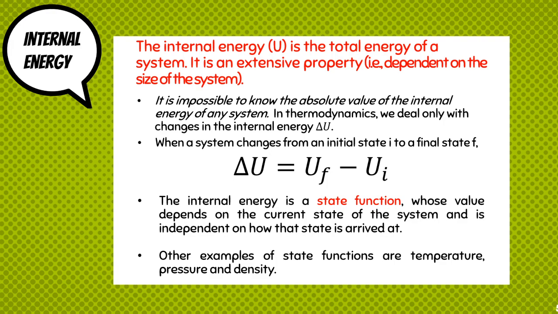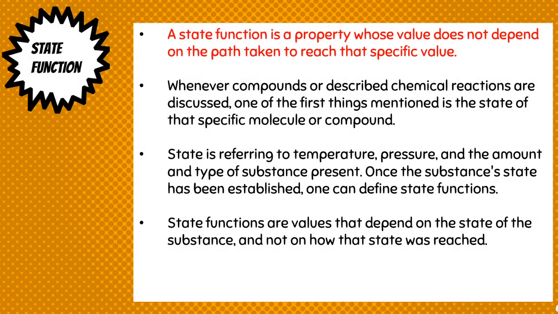Other examples of state functions are temperature, pressure, and density, and many other physical entities that you can also find out. Really, as I've stated earlier, a state function is a property whose value does not depend on the path taken to reach the specific value. What it means is that you're not interested in how that state was reached, okay?